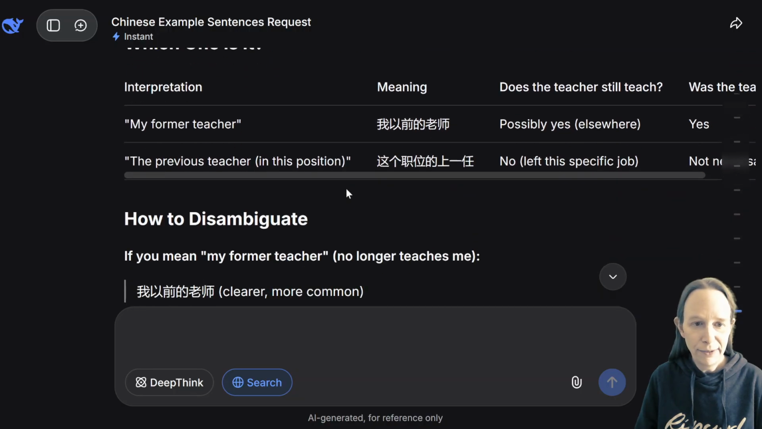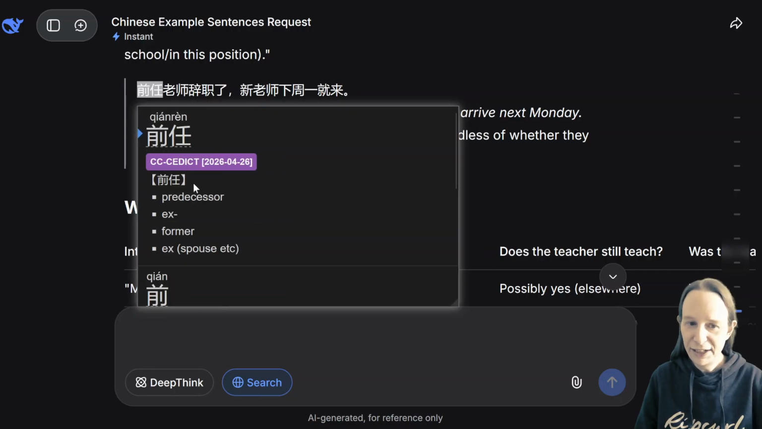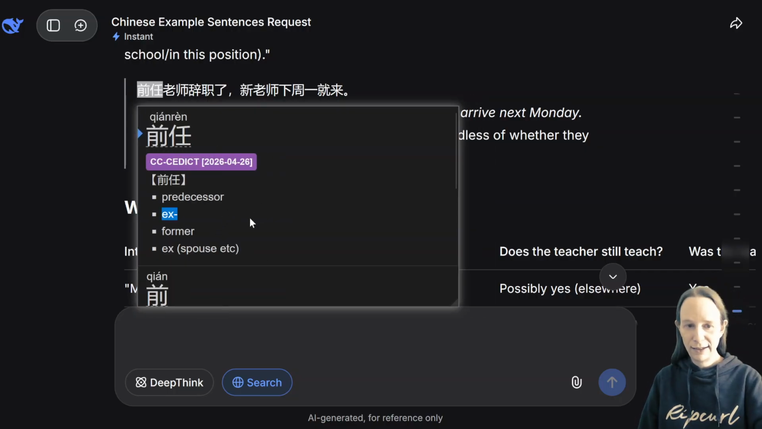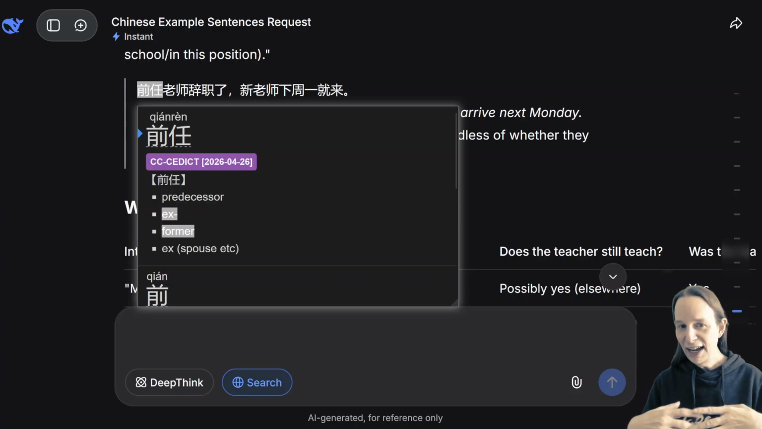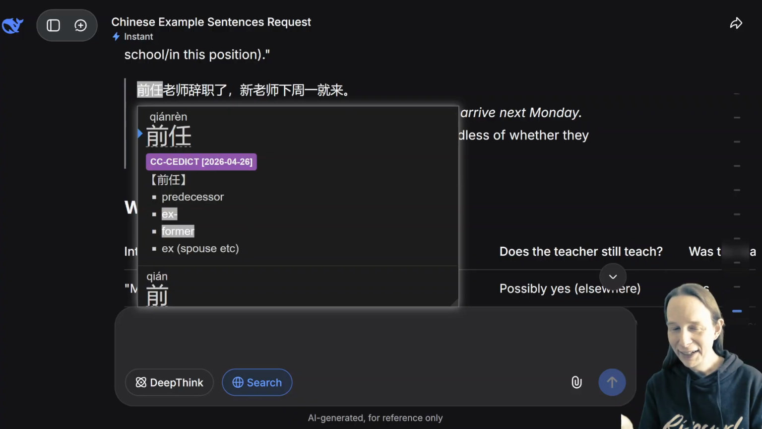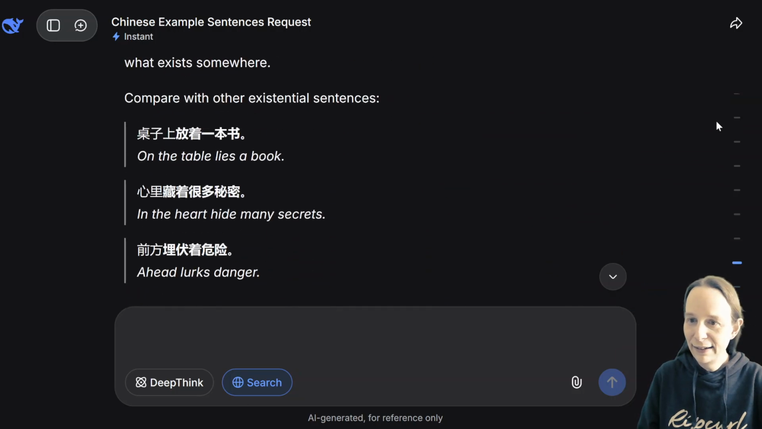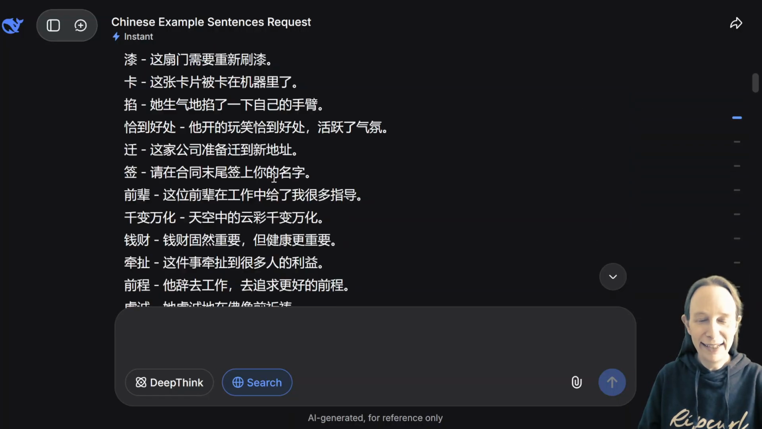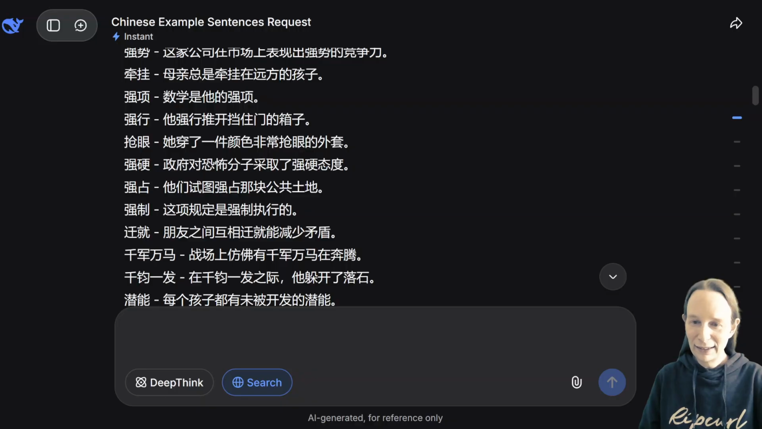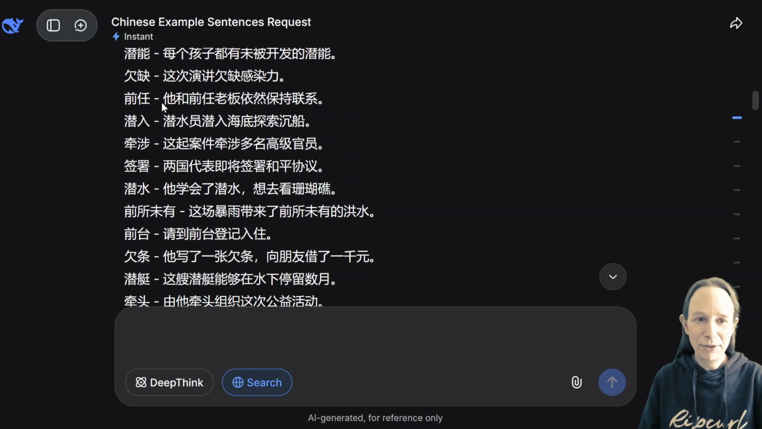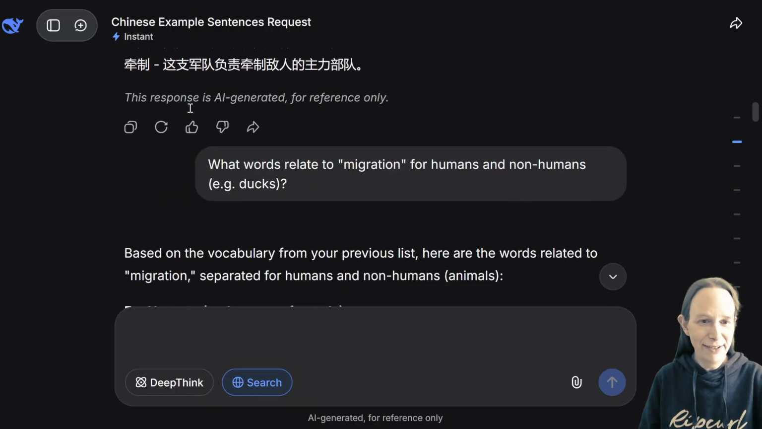新老师下周一就来. All right, so former teacher. Yeah, okay, so my ex-teacher and a former teacher. No longer a teacher. All right, no longer a president. That is an interesting little detail you probably should pay attention to. At least I found it interesting.